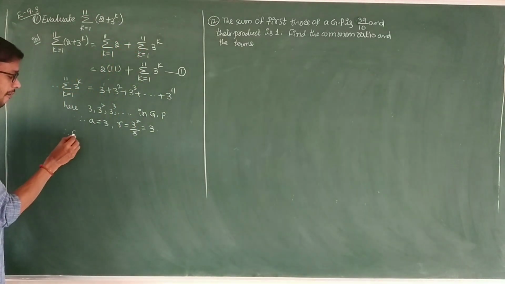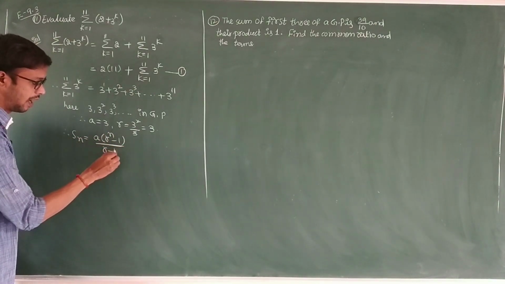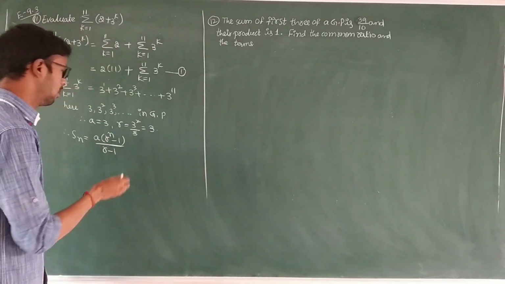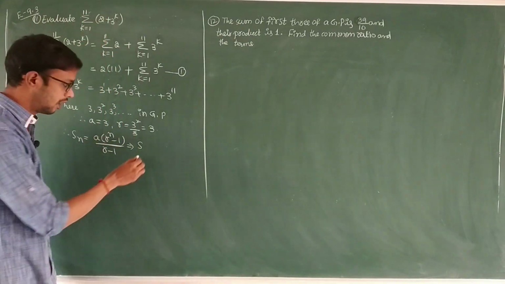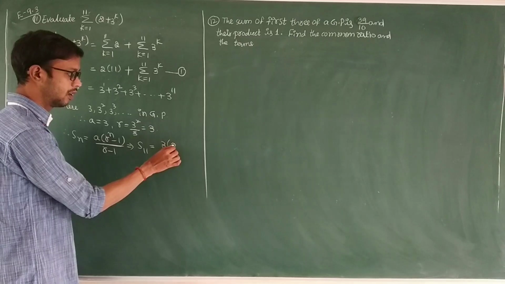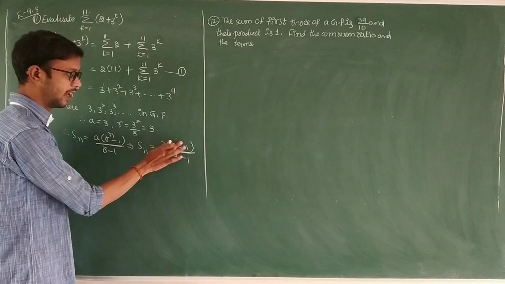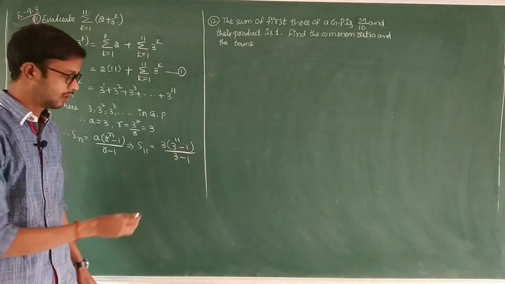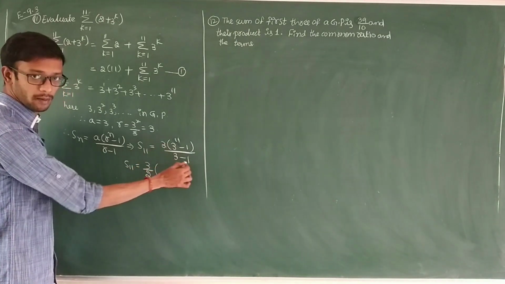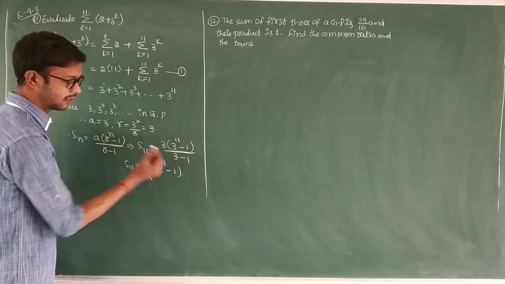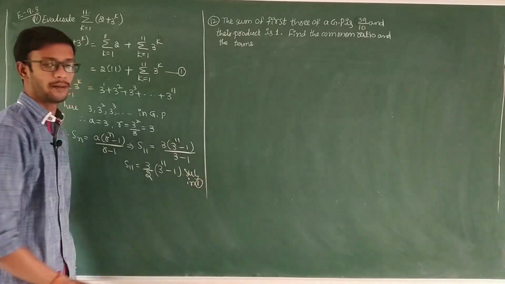Therefore, Sn formula is a into r power n minus 1 by r minus 1. Now, we need up to 11 terms. So S11 is equal to 3 into 3 power n minus 1 divided by 3 minus 1, where n value is 11. So now, S11 is equal to 3 by 2 into 3 power 11 minus 1. Substitute in equation 1.